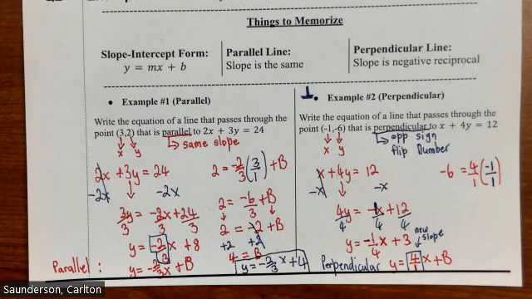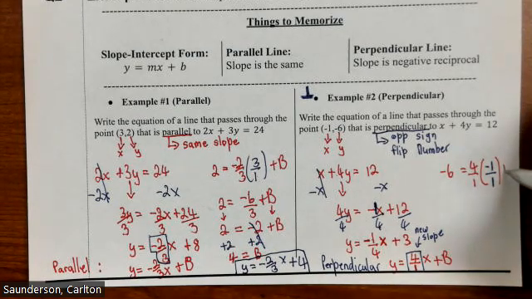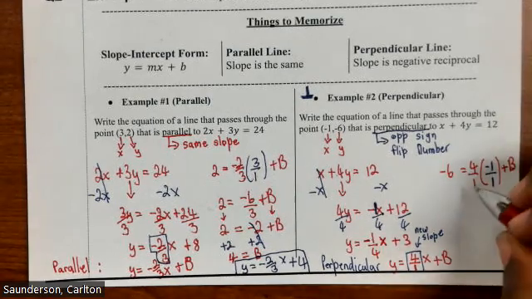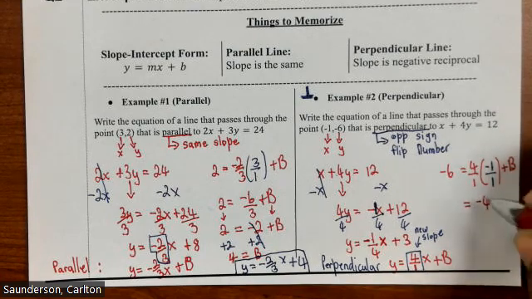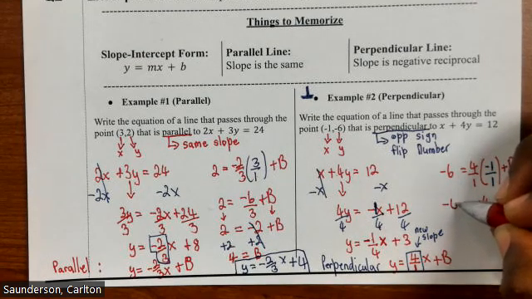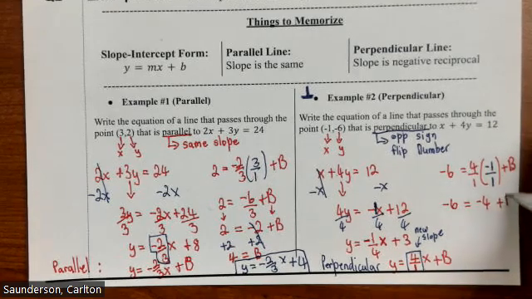The b that's right here, I'm going to bring it down. And then I'm going to multiply. What's 4 times negative 1? Negative 4. And 1 times 1 is 1. Negative 4 divided by 1 is still negative 4. The negative 6 that's right here, you bring it down, and the b, you also bring it down.